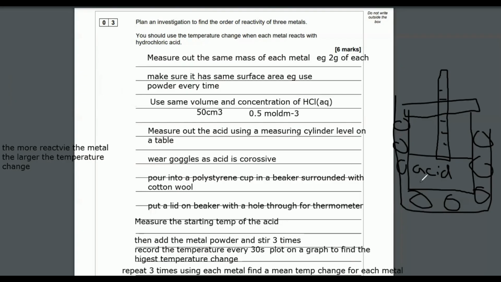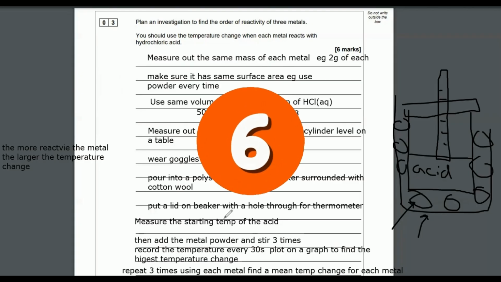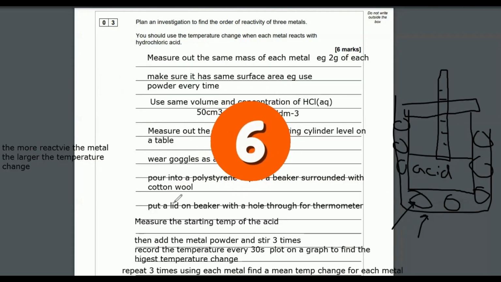And don't forget, I've kind of run out of room, but we could mention the polystyrene cup or the cotton wool we've used because it is an insulator. And all of this info is going to get you a lovely fat 6 marks.